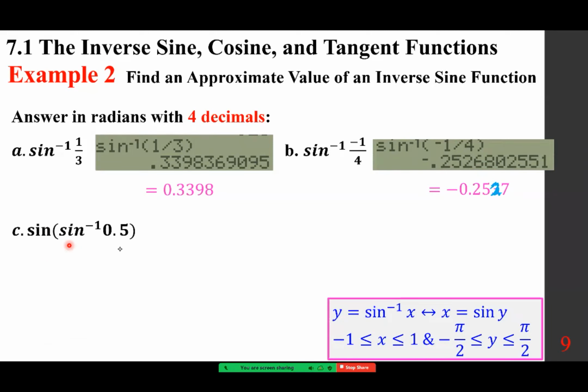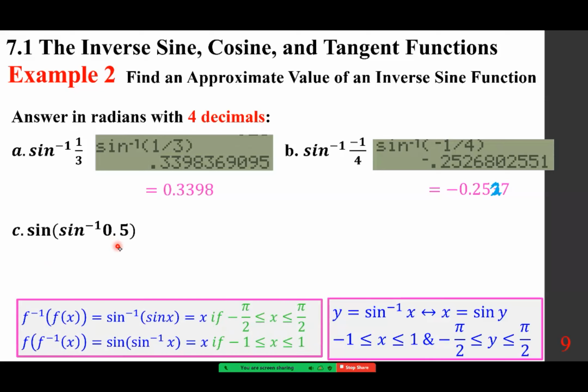What is sine of sine inverse of 0.5? Well, I'm going to remind you that f inverse of f and f of f inverse are both x as long as we have the right domain. In this case, when we say f inverse of f of x, that means sine inverse of sine x equals x. This would be the case because this is the one that has been restricted, so the x must be between minus pi over 2 and pi over 2.